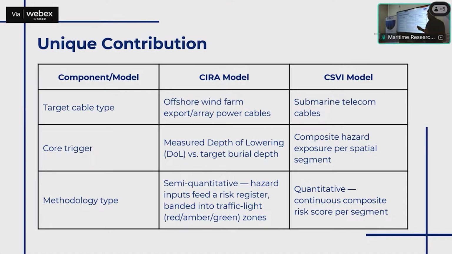Also, the main difference between these two models is that the SIRA model focuses more on the installation rather than the maintenance of the cable. The main thing which they use is a function known as depth of lowering. Basically, they look after the entire installation process and focus more on that. Based on that, they give three color codes, namely red, amber, and green for the safety scores. Whereas in my model, we are looking at cables which are already existing in the Indian Oceanic region.